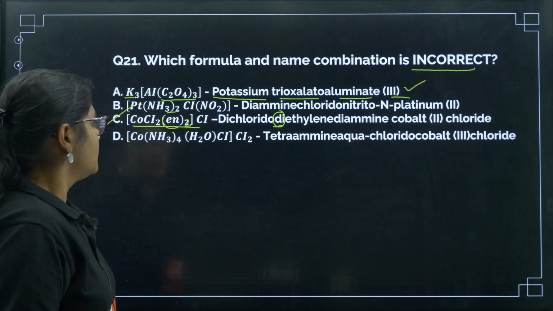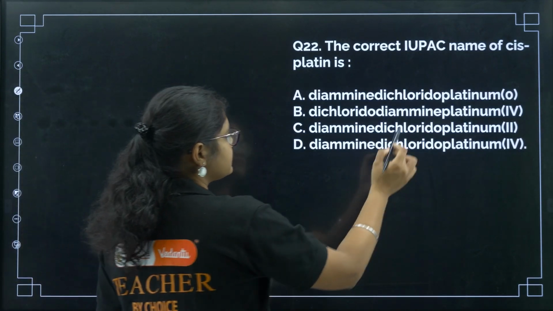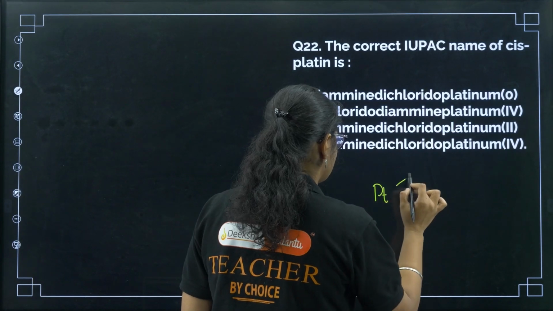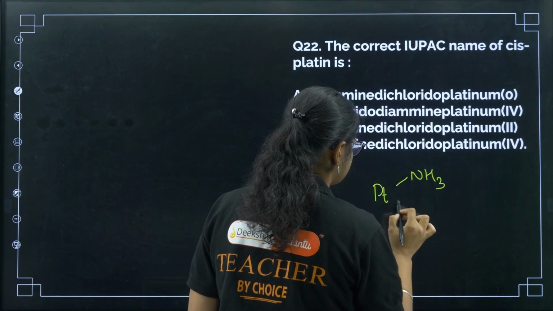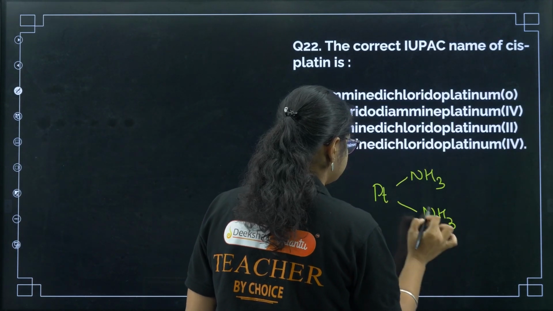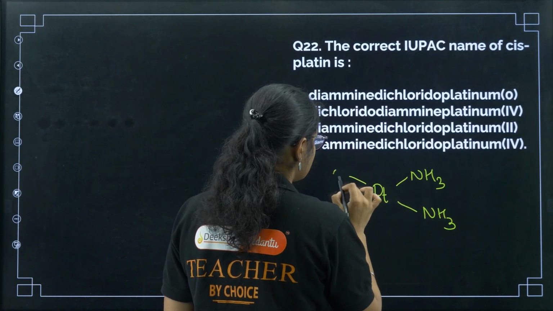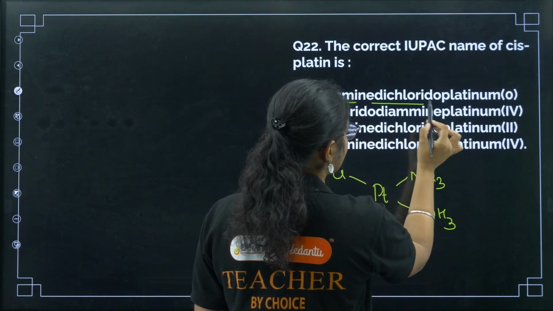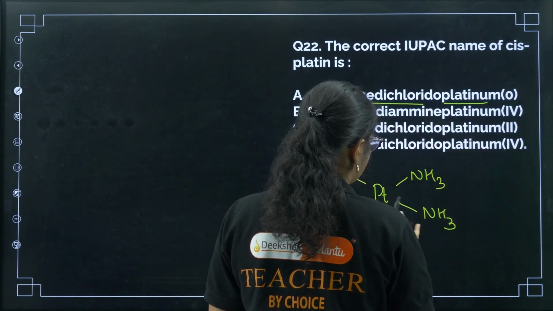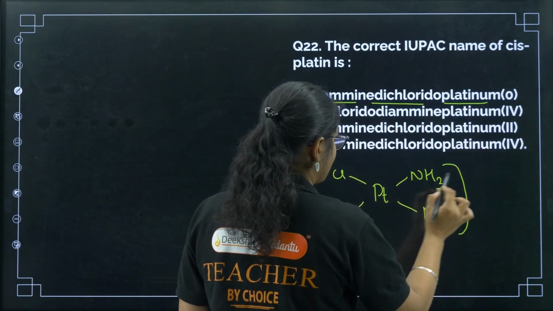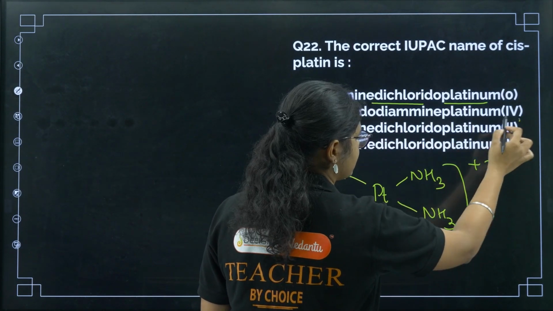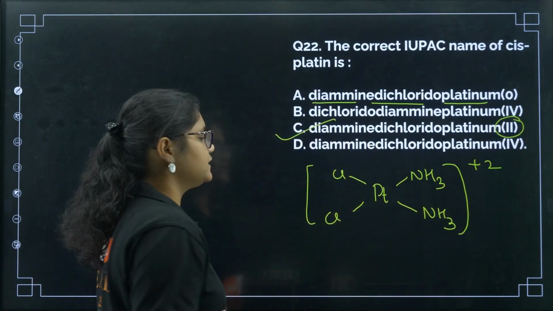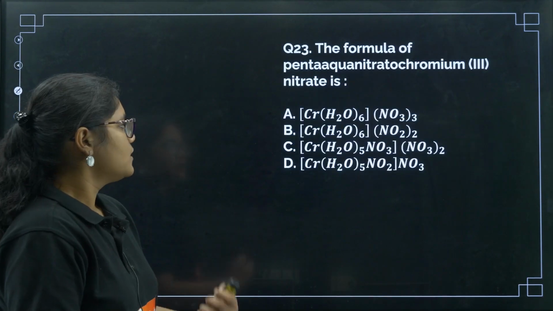Okay. Next, IUPAC name of cisplatin. If you know the structure, cisplatin structure is like this, right? With Cl, Cl. So we have diamminedichloridoplatinum, but here the charge of platinum is +2, so that is why +2. Option number C is the correct answer.